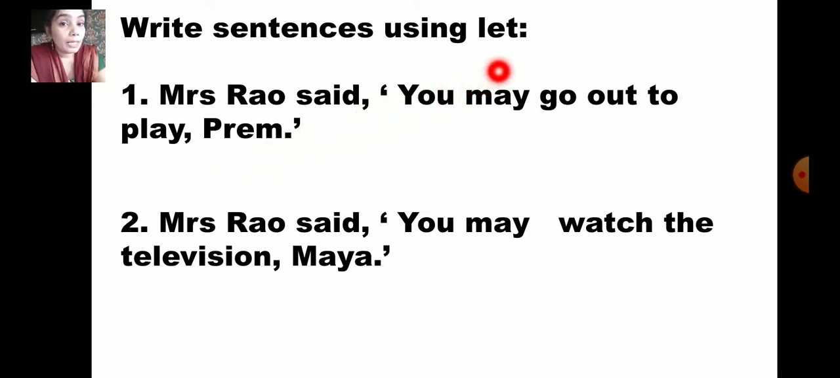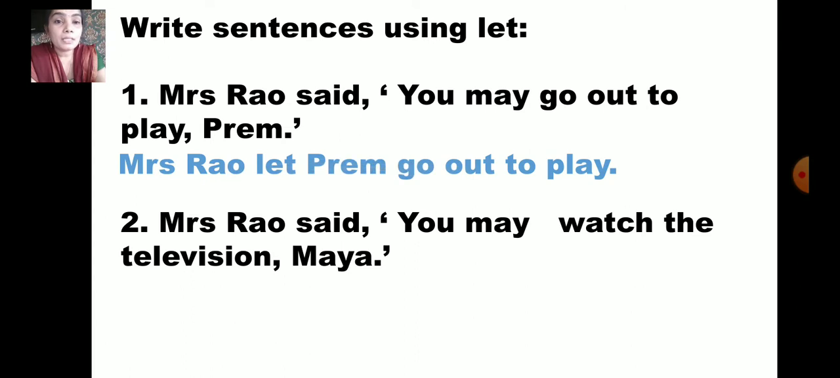So, let means permission. So, what permission Mrs. Rao is giving? Mrs. Rao is giving permission to Prem. So, what was that permission? To go out and play. So, your answer will be Mrs. Rao let Prem go out to play. Right? So, Mrs. Rao. To whom did she let? Prem. So, Mrs. Rao let Prem go out to play.